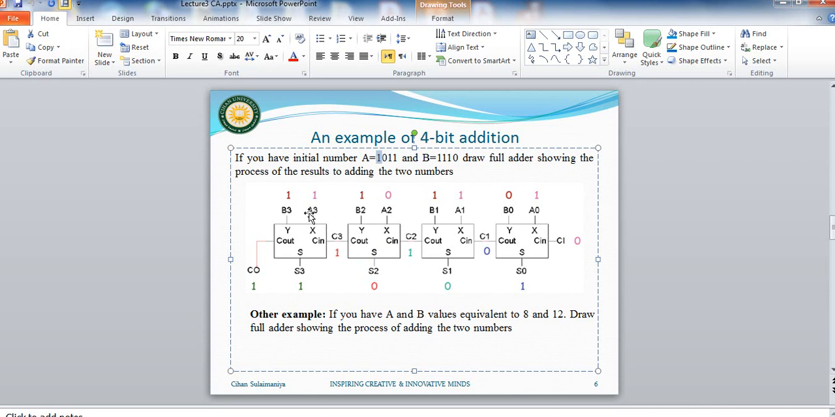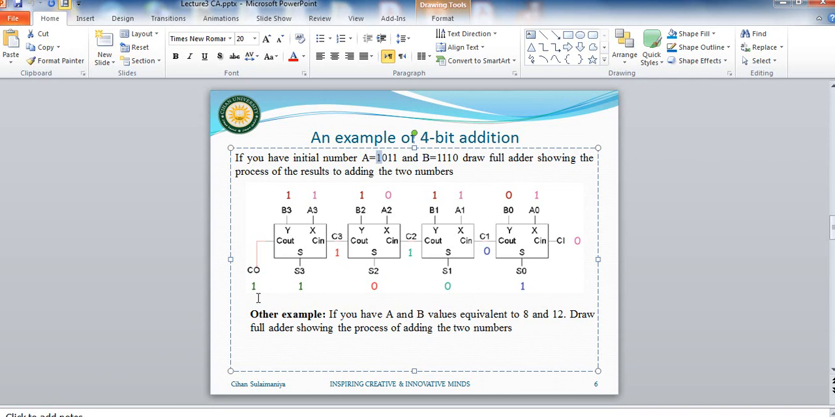So 1 plus 1 is 2, plus 1 is 3. 3 in binary will be 11. So 1, and the carry out C out is 1. Now if you see it, this is 1 0 0 1, and you can know that the final result for this example is 1 0 0 1, which is 9, and the carry out is 1.